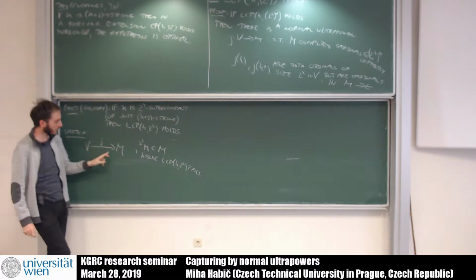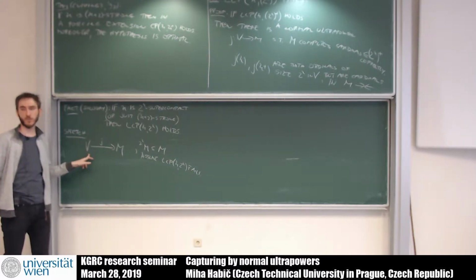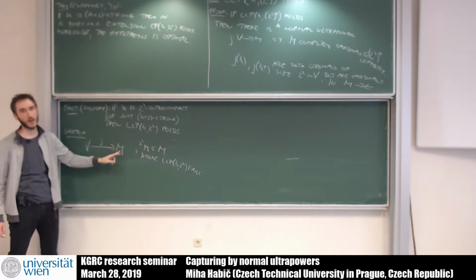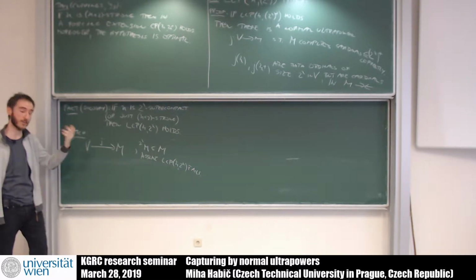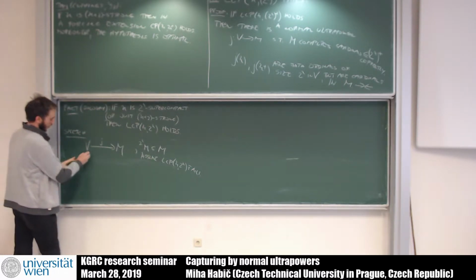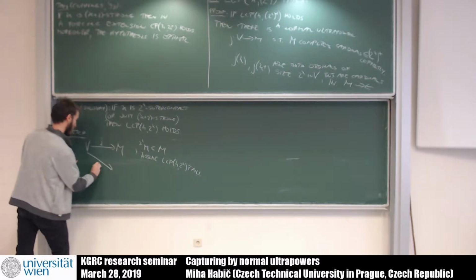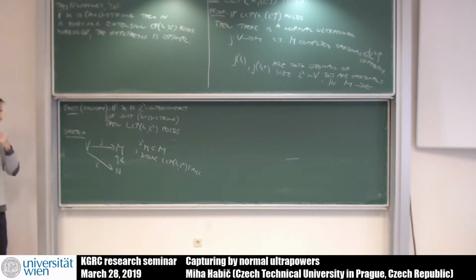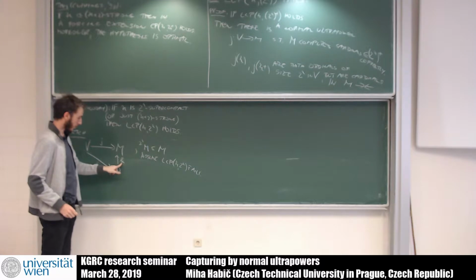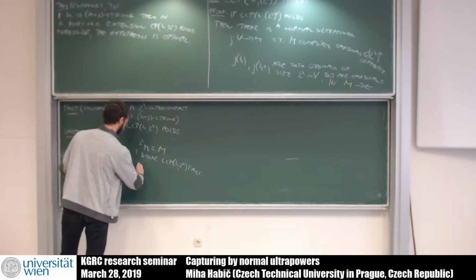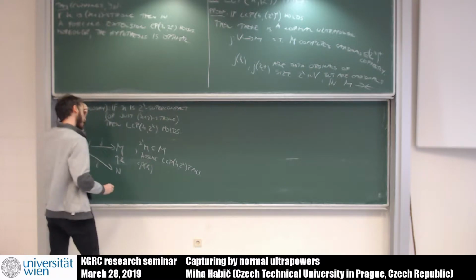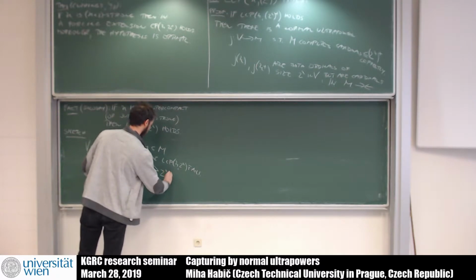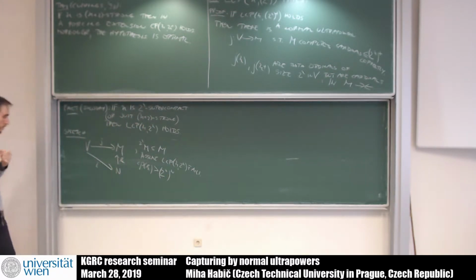Now, because M agrees quite a lot with V, M will also think that LCP kappa 2 to the kappa fails, because it can compute all of the same measures as V can and all of the same sets and so on. Now look at this. I'm going to factor out the normal measure from this embedding. You can compute in your own time that the critical point of K, this factor embedding, is strictly above 2 to the kappa in M.